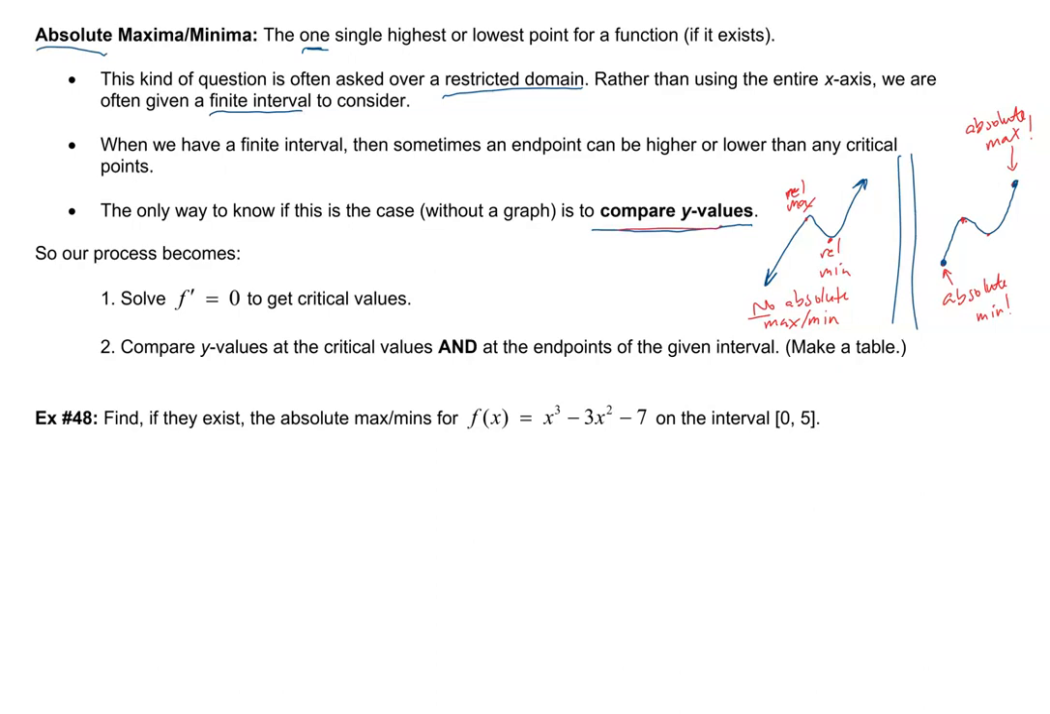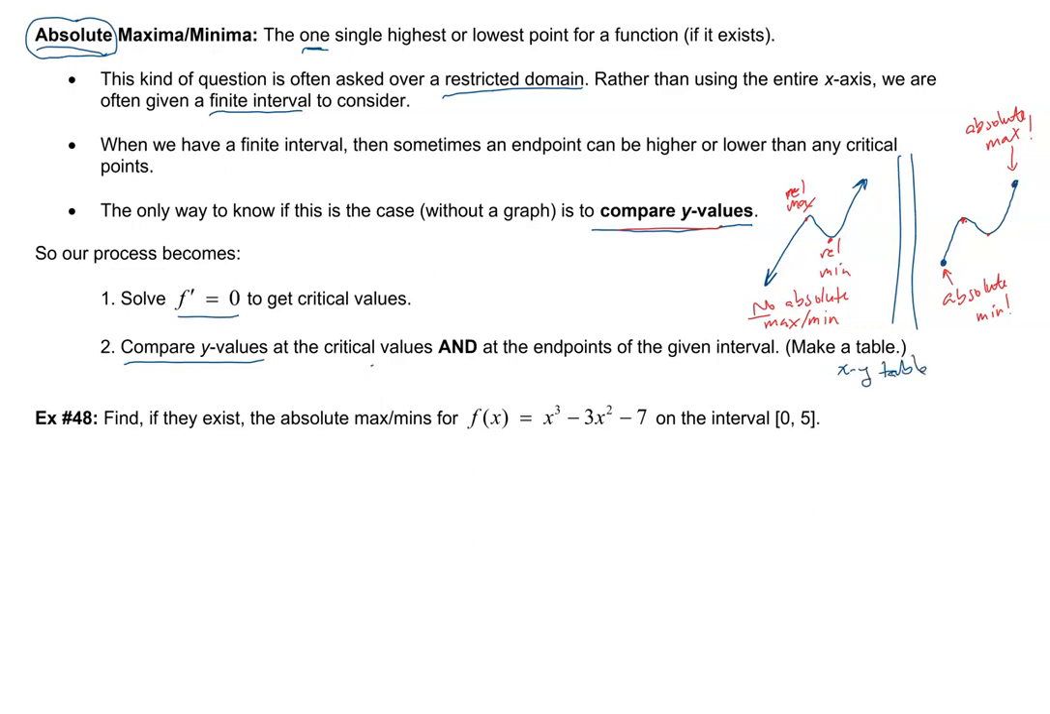So here's the two-step process. And again, this is for absolute max min stuff. So you're still going to solve your first derivative equal to 0. And then none of that sign chart stuff. You're simply going to compare y values at the critical values and at the endpoints. And I usually just say make an xy table to do so.